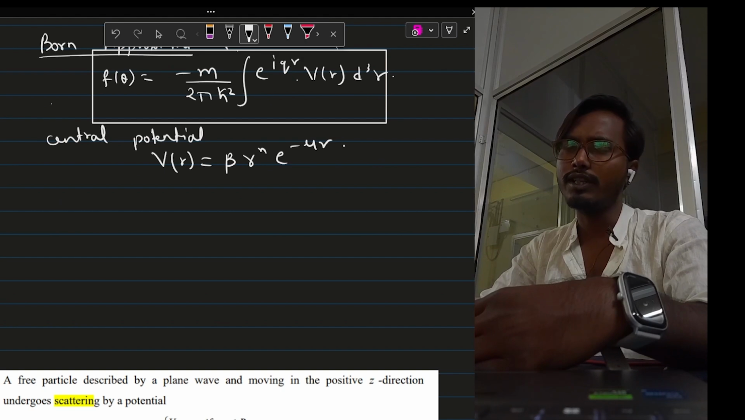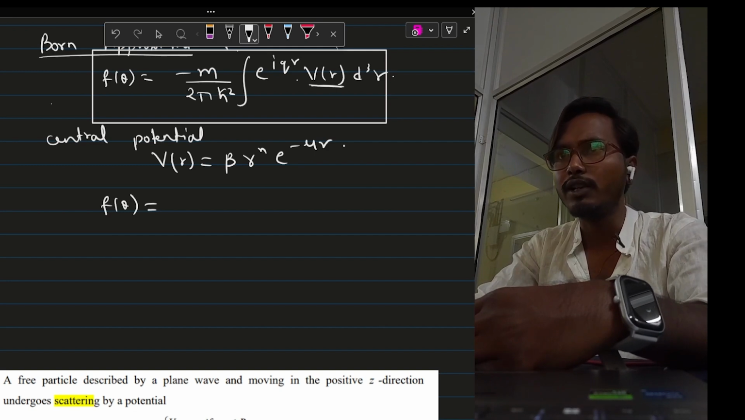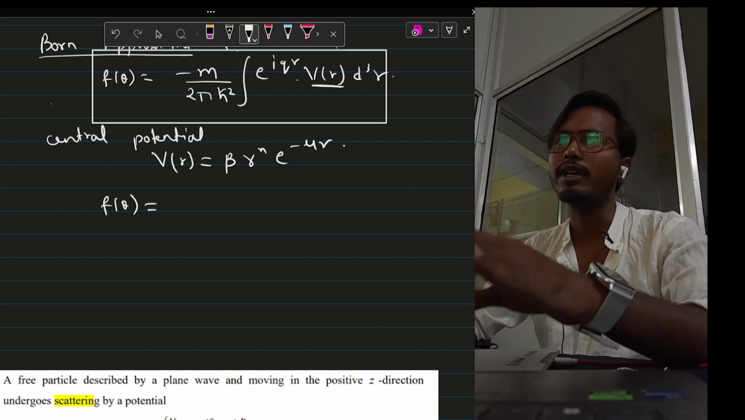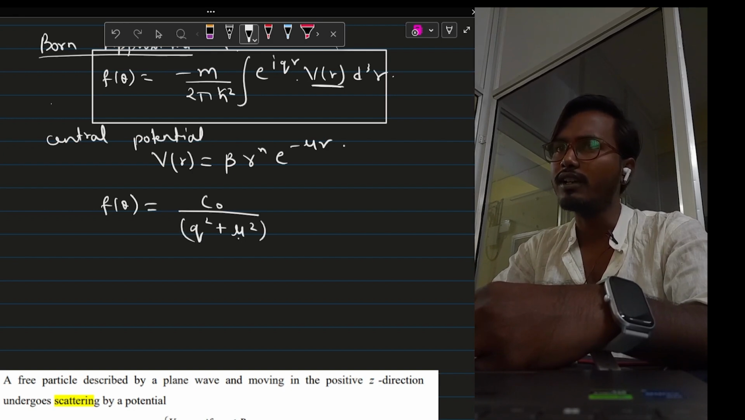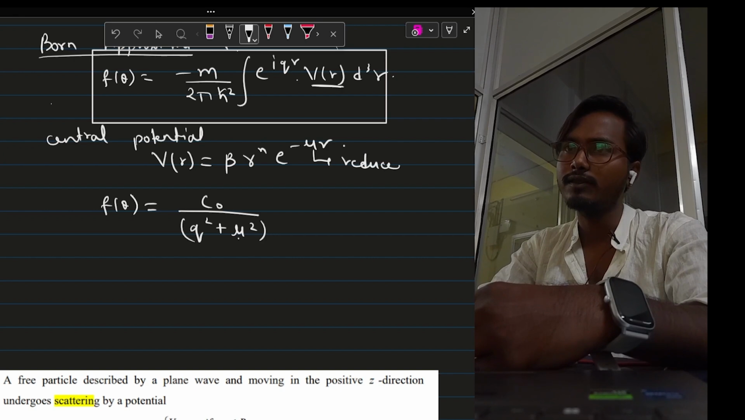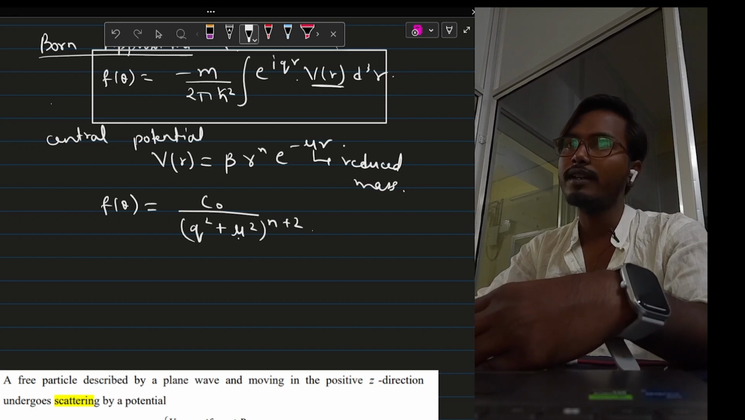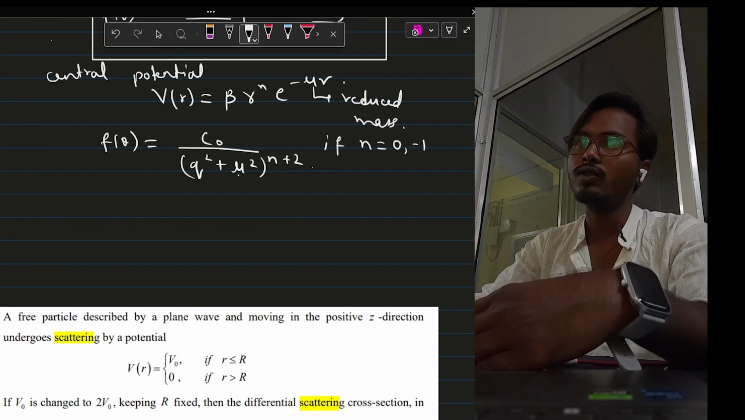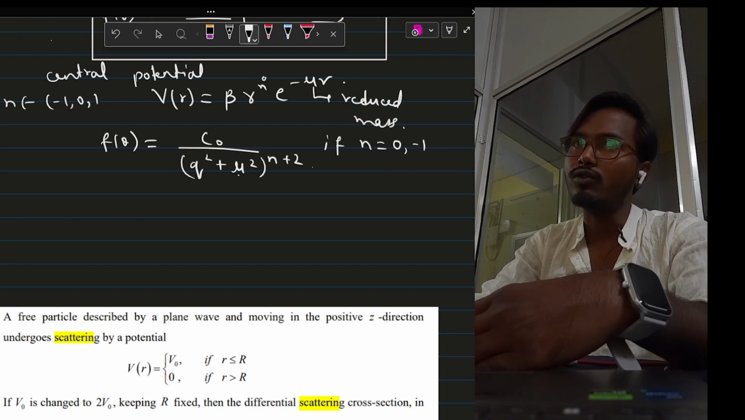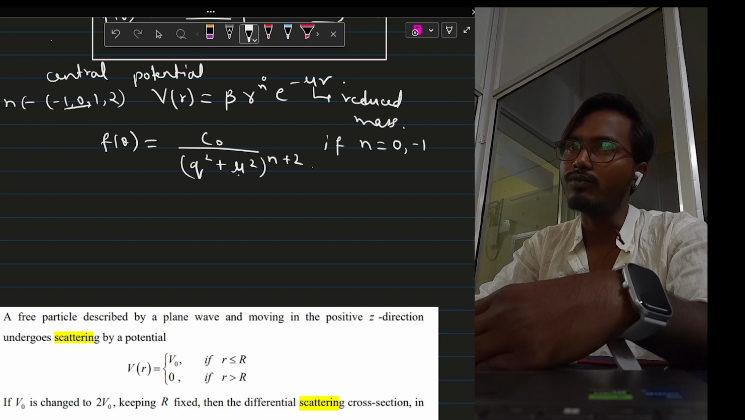We also have some tricks here. We can solve for f of theta from this equation, but it will take a lot of time. I won't recommend that. Instead, we have a short trick. C naught is some coefficient, q square is the momentum transfer, and then mu square, where mu is basically the reduced mass, and then q square raised to power n plus 2. This formula is valid if n equals 0 or minus 1. Here n can take values like minus 1, 0, 1, 2. So this formula is valid for only these two.